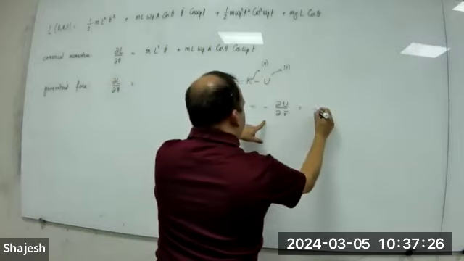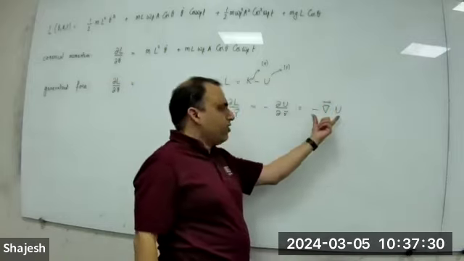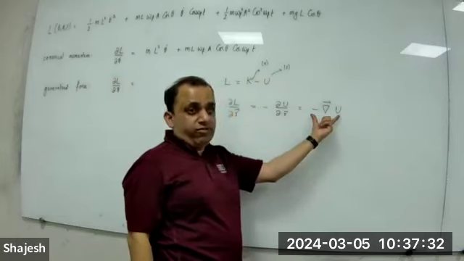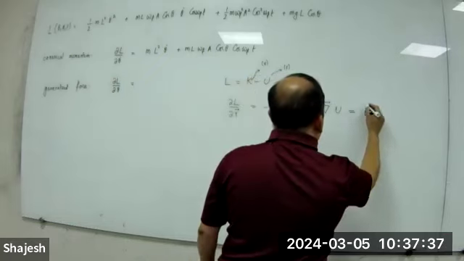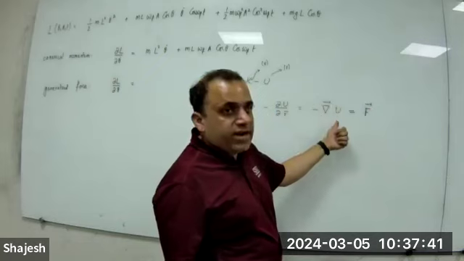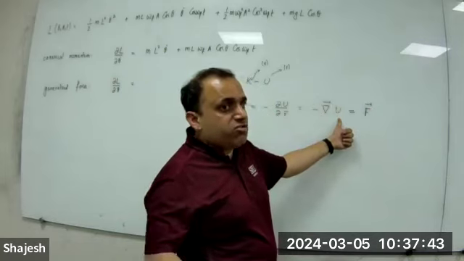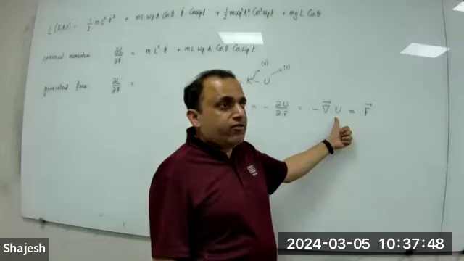That's nothing but the negative gradient of the potential energy. And what is that typically? That's the force. That's the definition of the force. If it's a conservative force, I can write it as a negative gradient of a potential energy. That's the definition of a force, and that's a connection between force and energy.